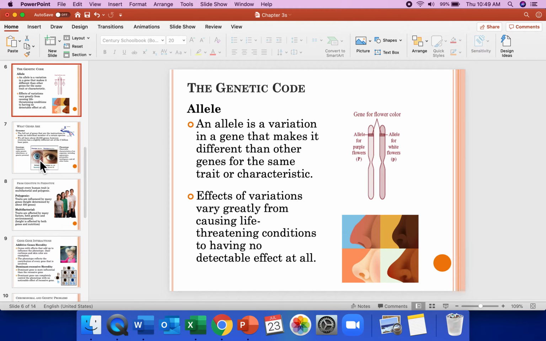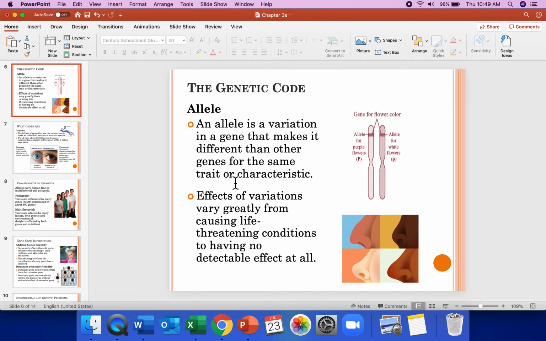Next, we talk a little bit more about what a gene can look like. Not all genes are the same. Genes have different functions. One gene can be in charge of the eye shape, we said. One gene can be in charge of the eye color. One gene can be in charge of whether or not you can digest certain food.